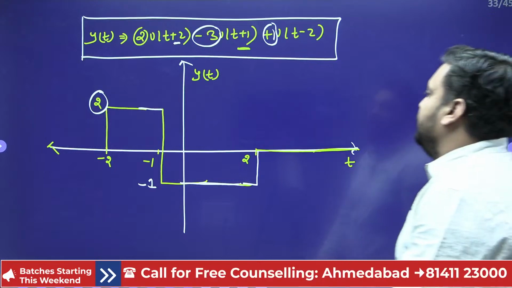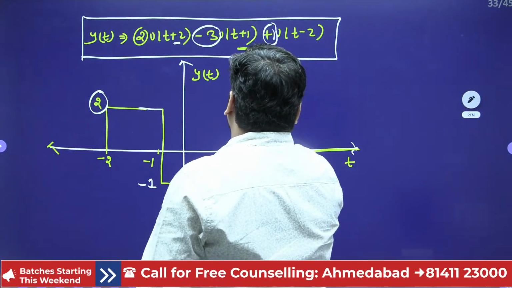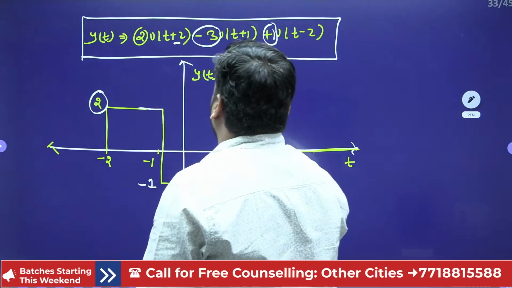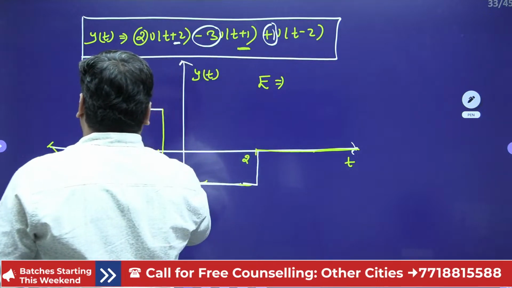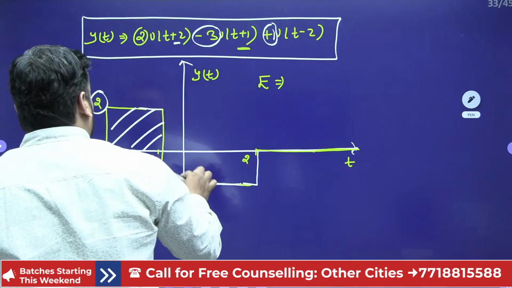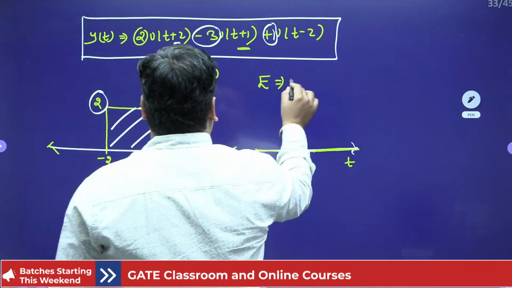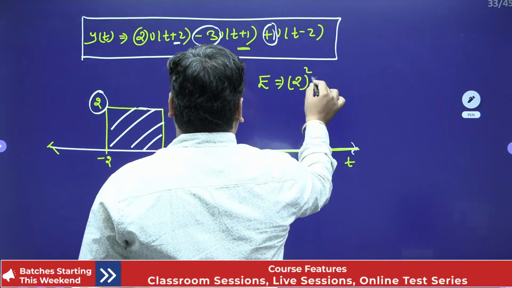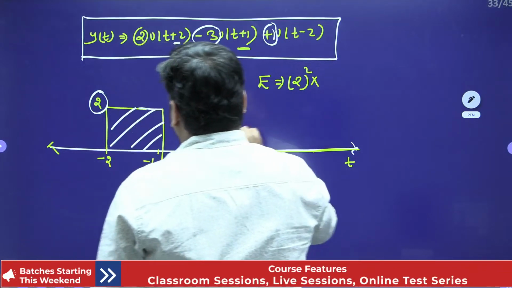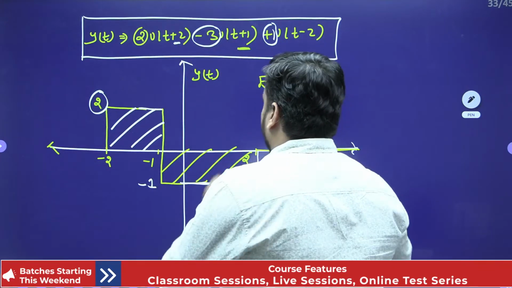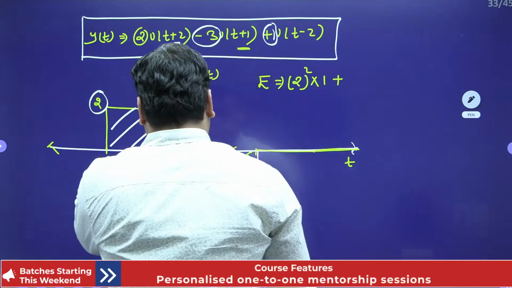It's very easy to calculate the energy. We just need to apply a square into b, because here we have a rectangular pulse. So a square into b, here also we will do a square into b. When you do a square into b, you get 2 square into the distance from minus 2 to minus 1, which is 1 only.